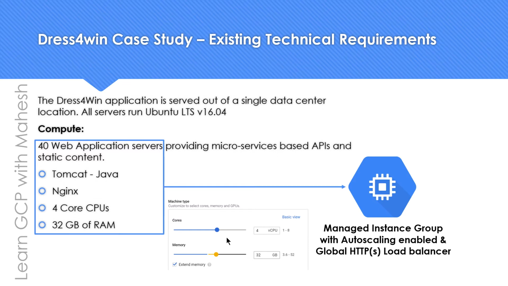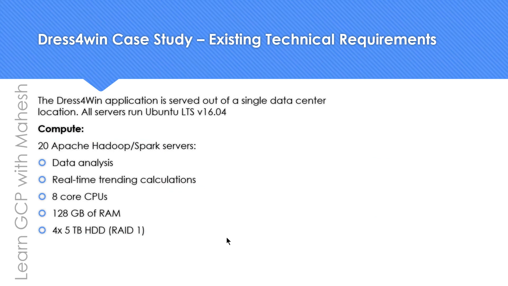Moving on to the second requirement under compute, Dress4win has almost 20 Apache Hadoop or Spark servers. That is primarily for data analysis and real-time trending calculation, and that's their compute. 8 cores, 128 GB of RAM, and almost 20 terabytes of storage. What this should strike you as is, again, as-is migration.